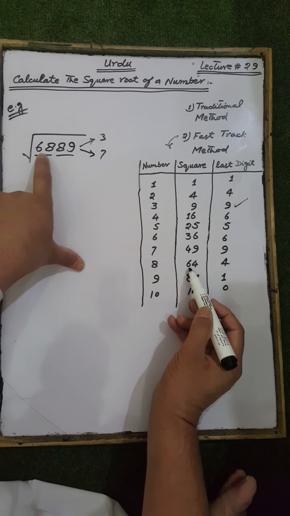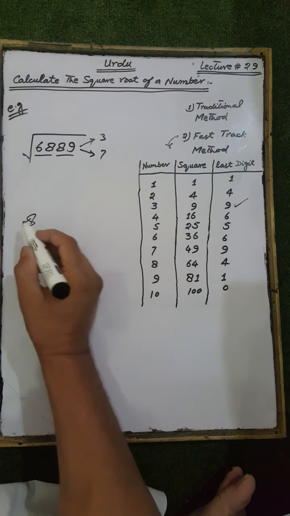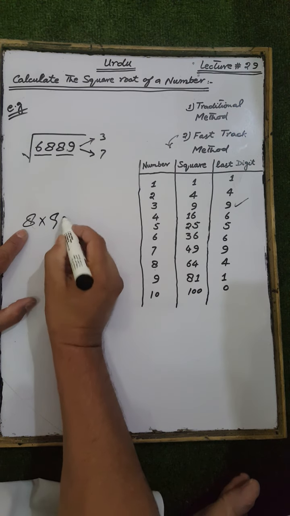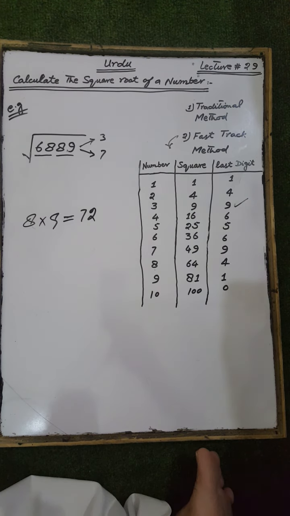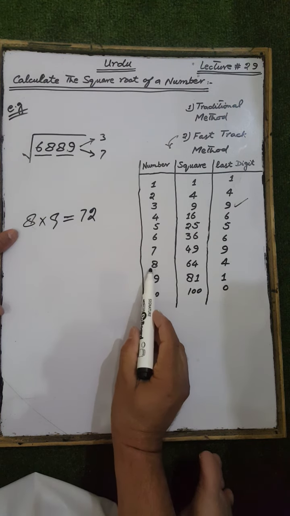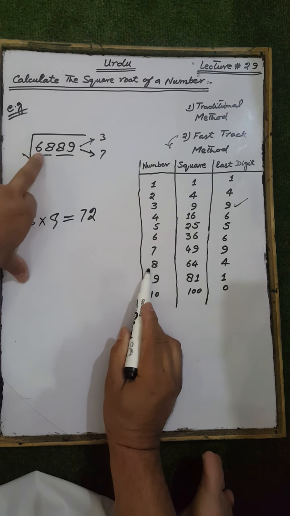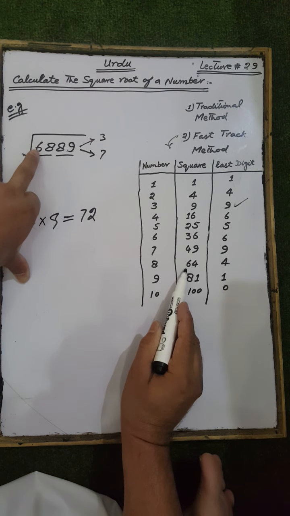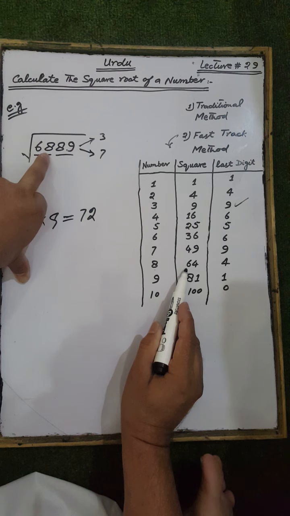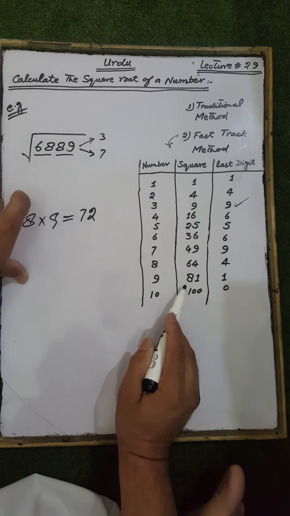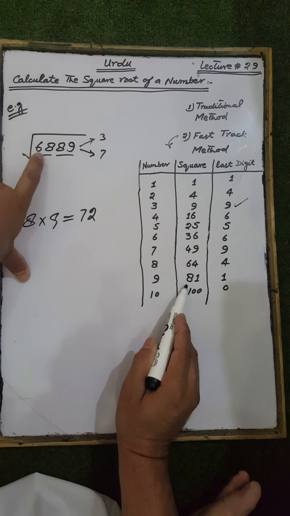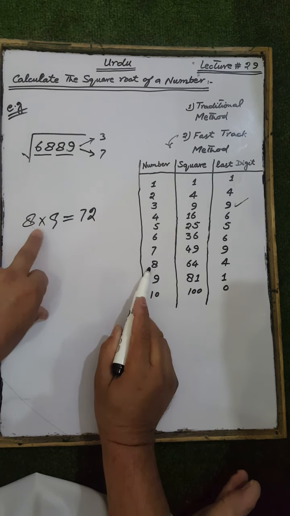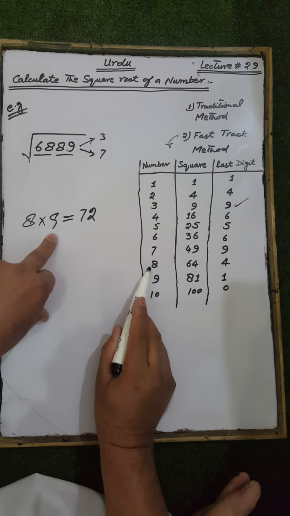64 is less than 68. After the simplification, 8 multiplied by 8, the square of 8, is 64, and 64 is less than 68. This number is near to 68, and 81 is greater than 68. Therefore, we select 8 and multiply 8 by the next number. The next number after 8 is 9.